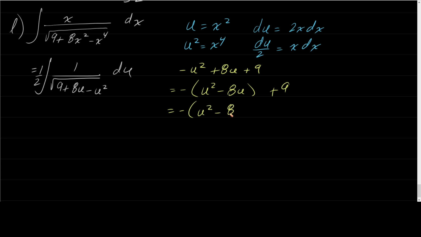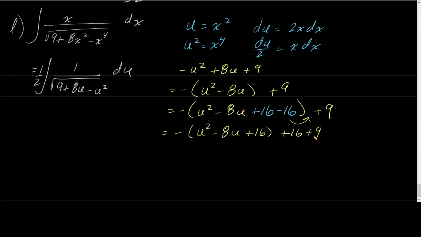Negative 8 divided by 2 is negative 4. Negative 4 squared is 16. So I'm using that 16 to add 0. Notice that plus 16 minus 16 is adding 0. It doesn't change a thing in our problem. But now, I want this negative 16 to be outside of the parentheses. So what we can do here is distribute the negative in front so that it can actually get out of there. So we have a plus 16 plus 9.